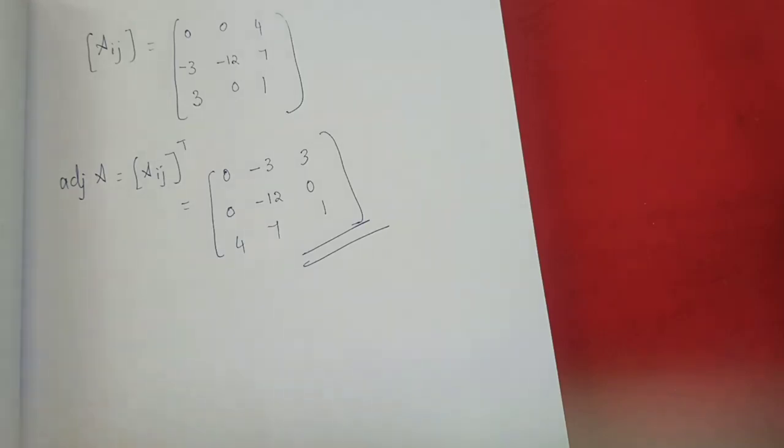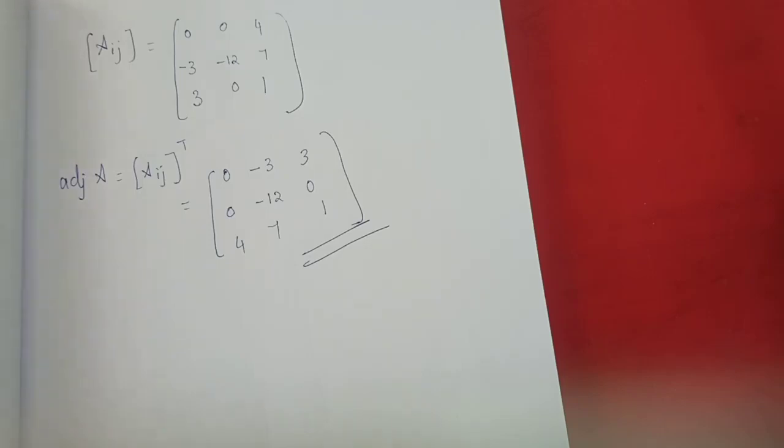Now, the next section is inverse of a matrix. The inverse of a matrix we denote by A inverse. Let A be a non-singular matrix of order n. Then there exists a square matrix B of order n such that AB equals BA equals I. Then B is called the inverse of A and is denoted by A inverse. The definition is in the book. I have sent the PDF. You can go through it.